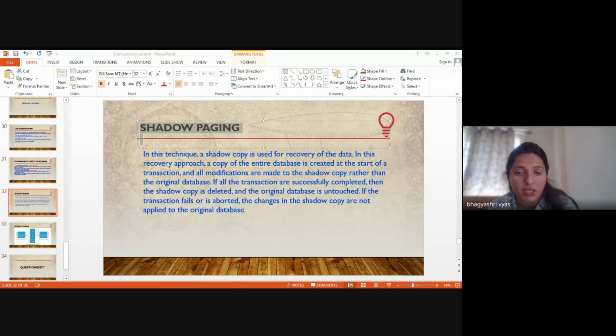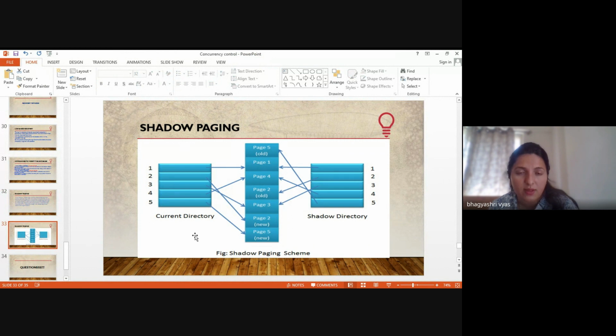You can see the image for the shadow paging. See, this is our current directory, and we have page one. We have loaded so many pages, and we have the shadow directory. We have created the shadow directory for that. Whenever the operations are happening, at that time we can see the shadow directory. So these are the things which you need to cover for the recovery methods or log based protocol.